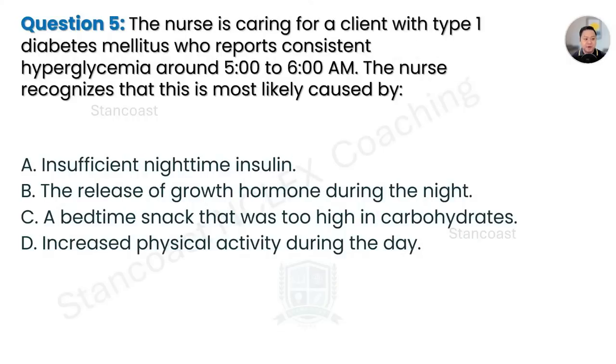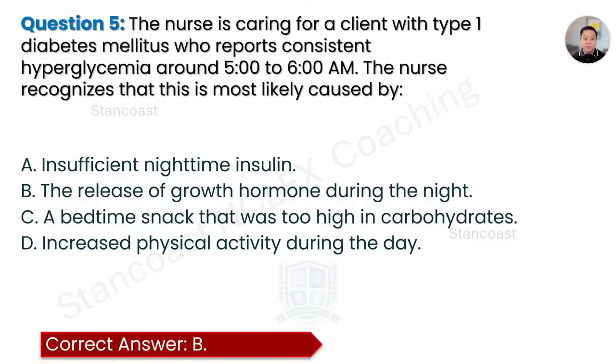The nurse is caring for a client with type 1 diabetes mellitus who reports consistent hyperglycemia around 5 to 6 a.m. The nurse recognizes that this is most likely caused by A, insufficient nighttime insulin, B, the release of growth hormone during the night, C, a bedtime snack that was too high in carbohydrates, and D, increased physical activity during the day. The answer is letter B.